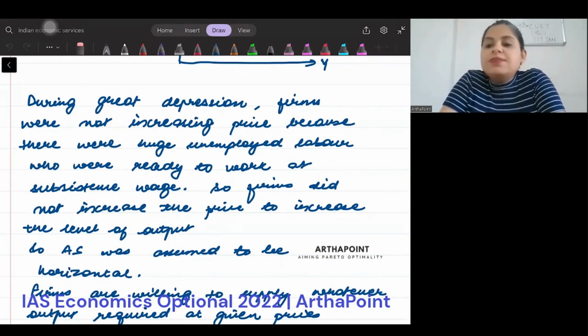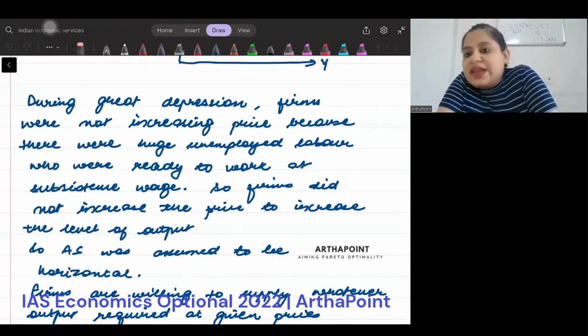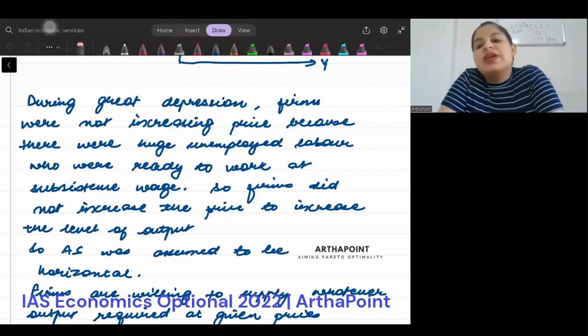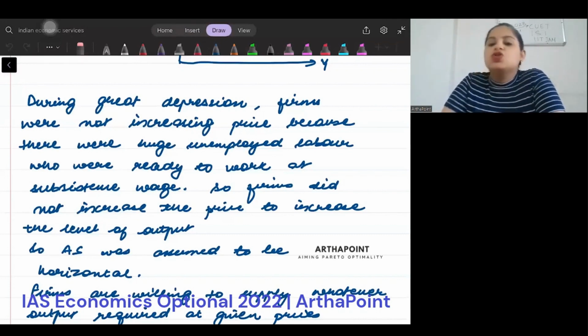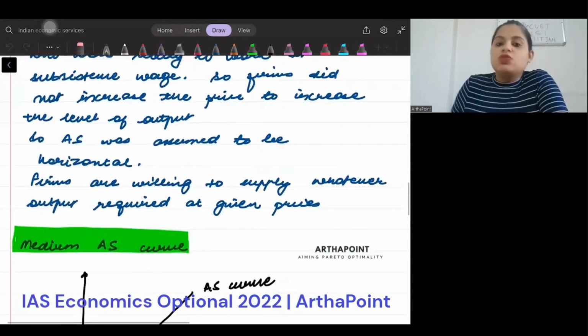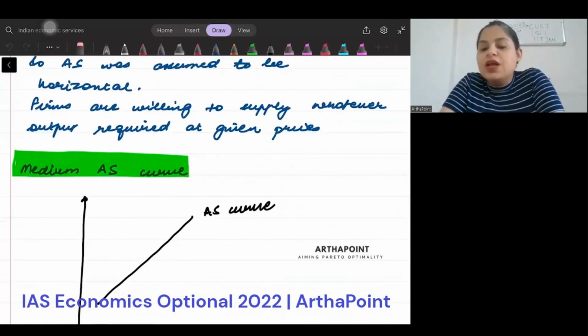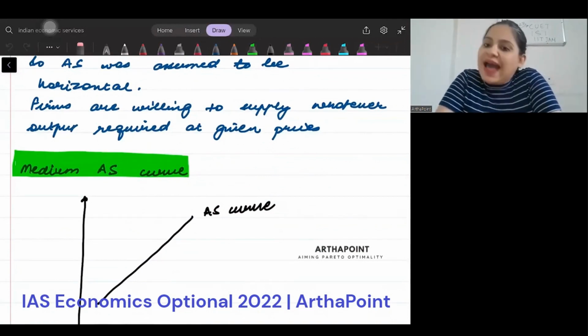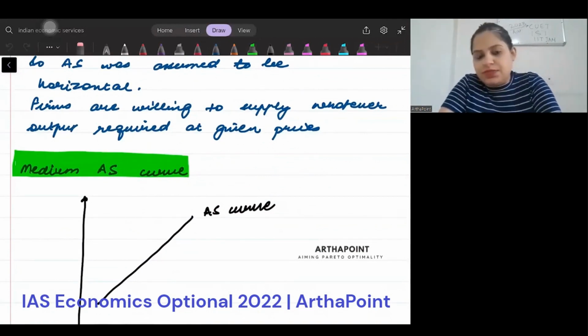Instead, firms were willing to supply any output at the given price. तो given price पे firm कितना भी output produce करने के लिए तैयार थे, वो price नहीं बढ़ा रहे थे. Firms were not increasing the price. So the AS curve was assumed to be horizontal. Firms were willing to supply whatever output was required at the given price.